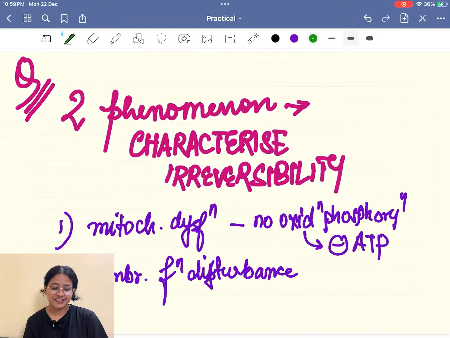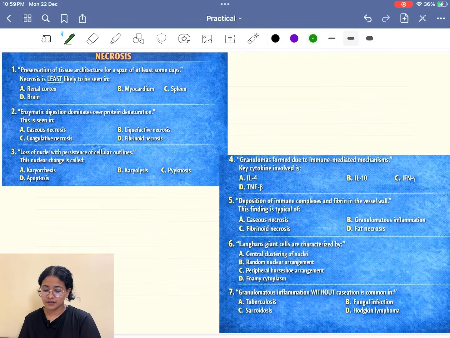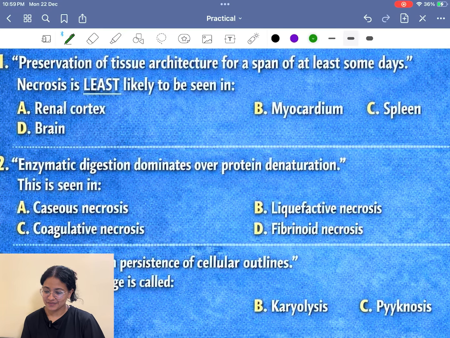So we'll discuss the first 7 questions that we saw, with which we started the video. We'll just start with those questions. Definitely you'll be able to answer this, I suppose. So first question is, preservation of tissue architecture for a span of at least some days. Here tissue architecture is preserved. Okay, so what does it mean? That proteolysis has not yet set in. So it is usually least likely.